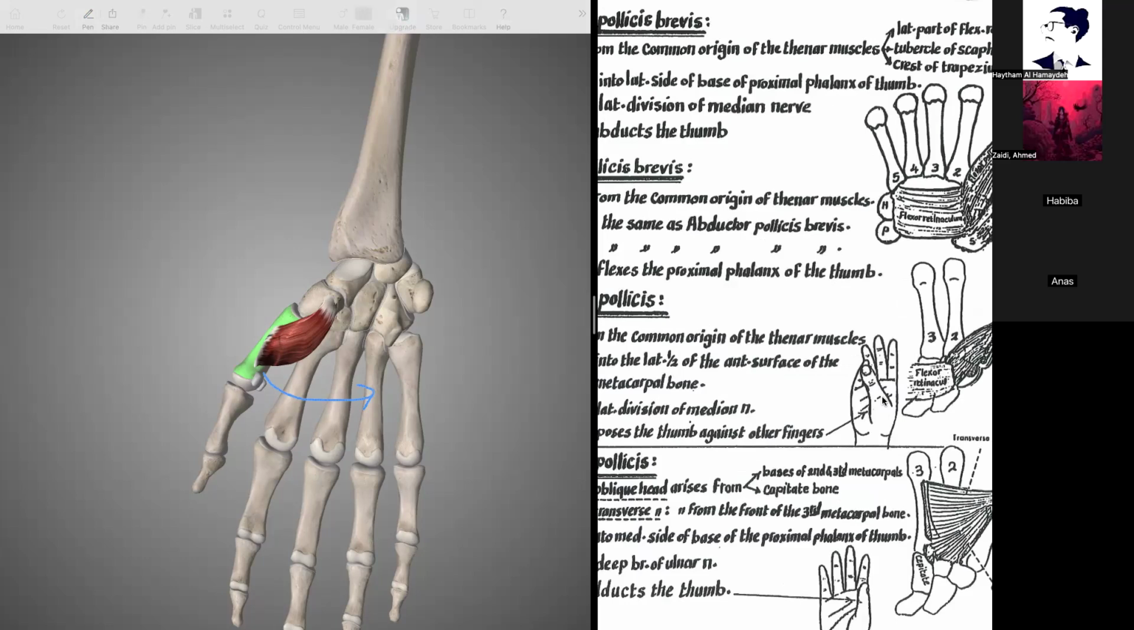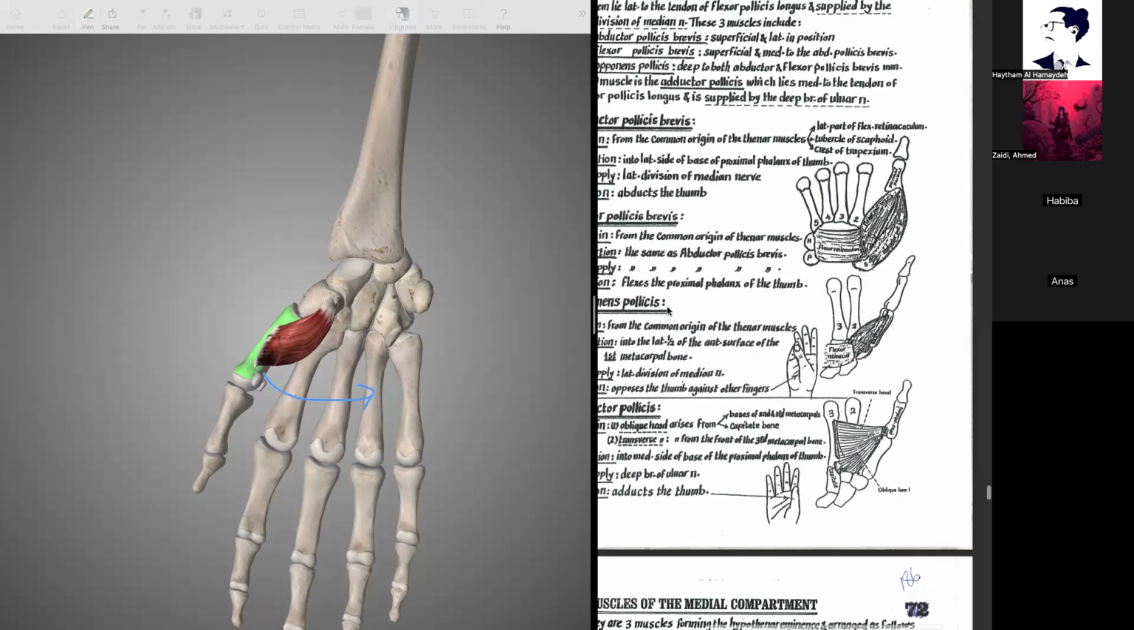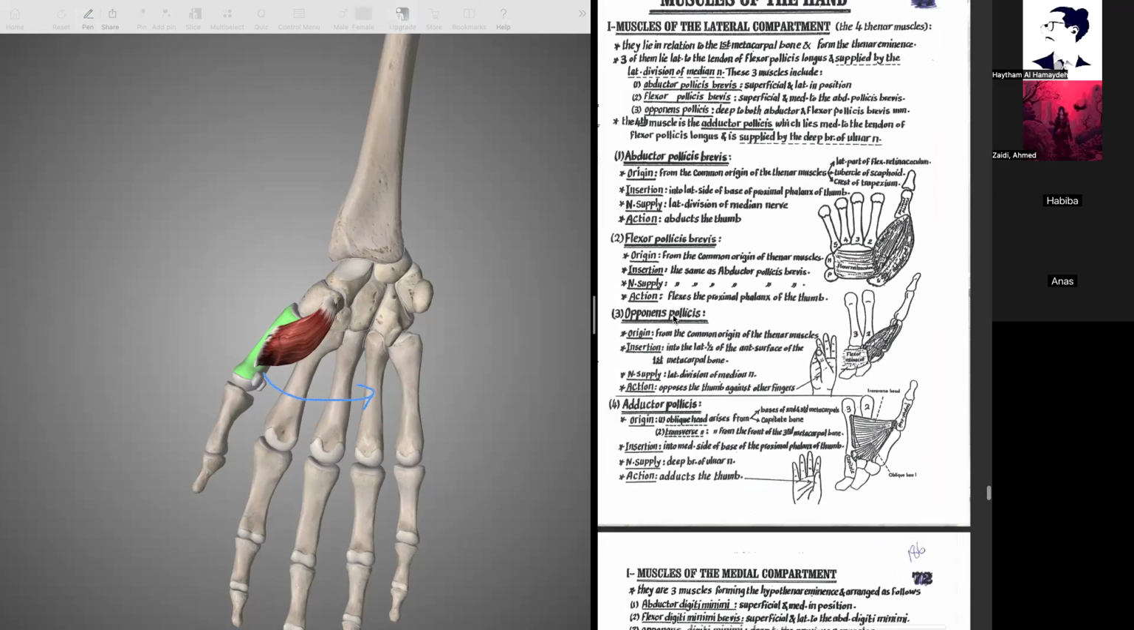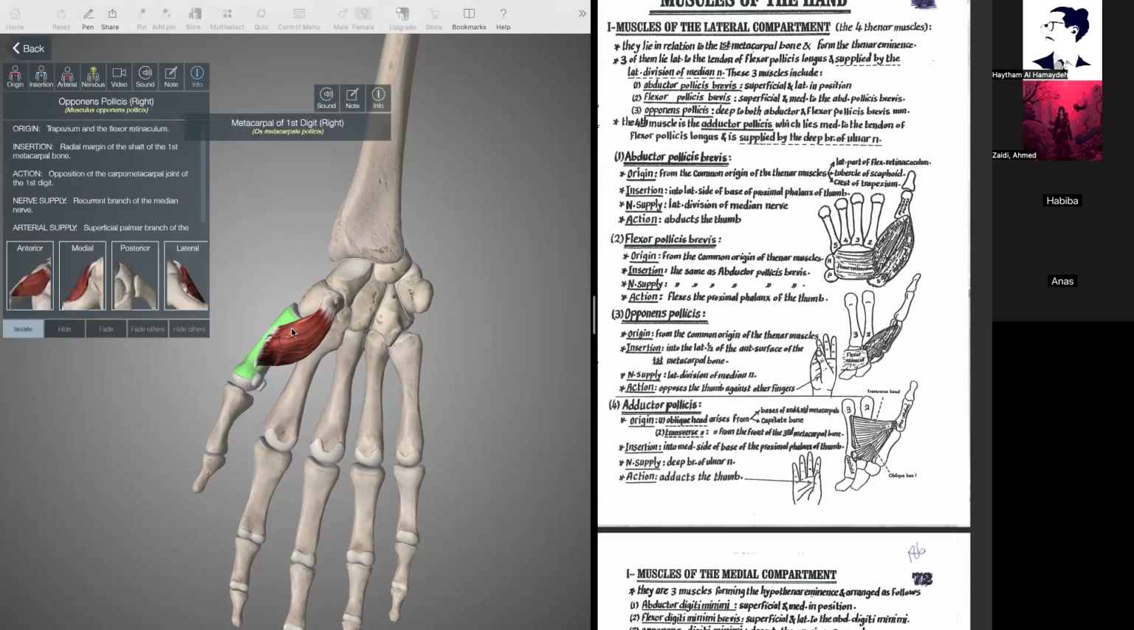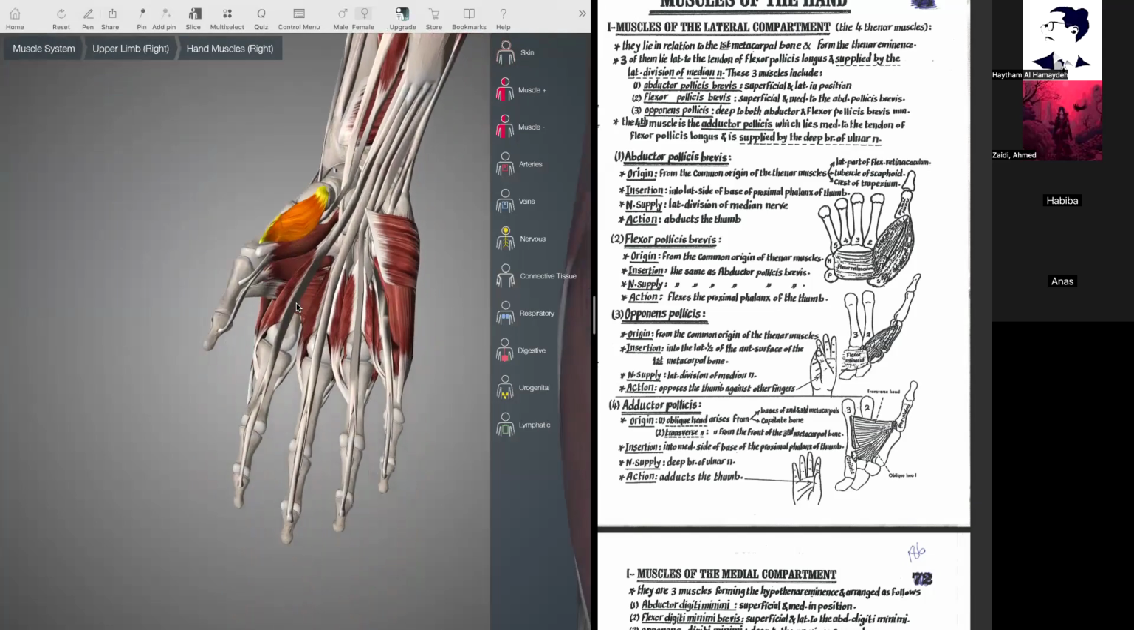Opponens pollicis, so it makes the thumb become opposite to the fingers. Opponens pollicis is the muscle that causes the thumb, pollicis, to be opposite, opponens, to the fingers. Okay? Again, median nerve. Okay, hide this one.